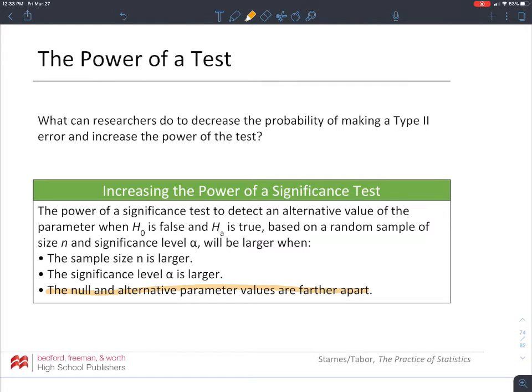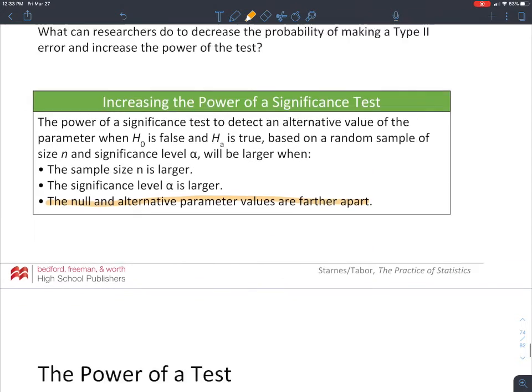So in the battery example, we had 30 hours, and then we said the true mean was 31. The further 30 and the true value are apart, so let's say 30 and 35 or 30 and 42, the further those are apart, that gives more power to the test, which means your probability of a type 2 error decreases. Because remember, power and probability of type 2 errors are complements. So as one increases, the other decreases. If we increase power, we decrease the probability of a type 2 error.